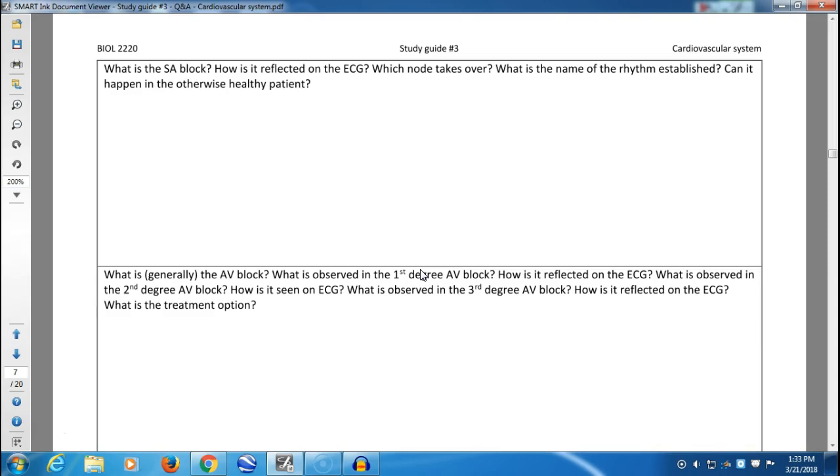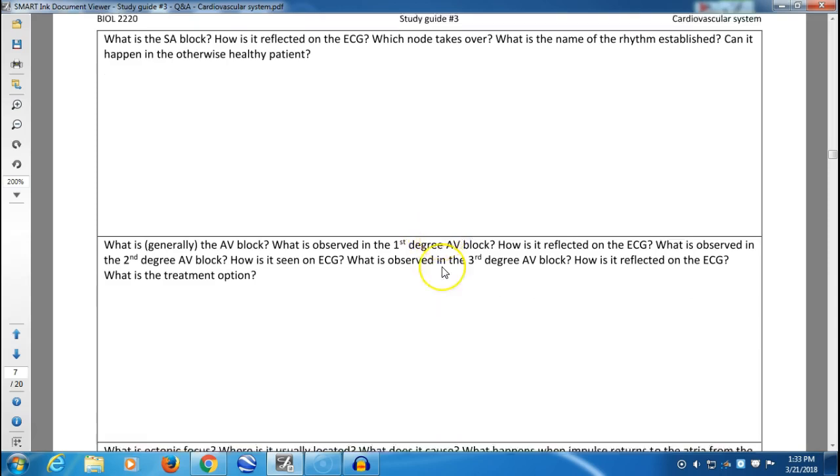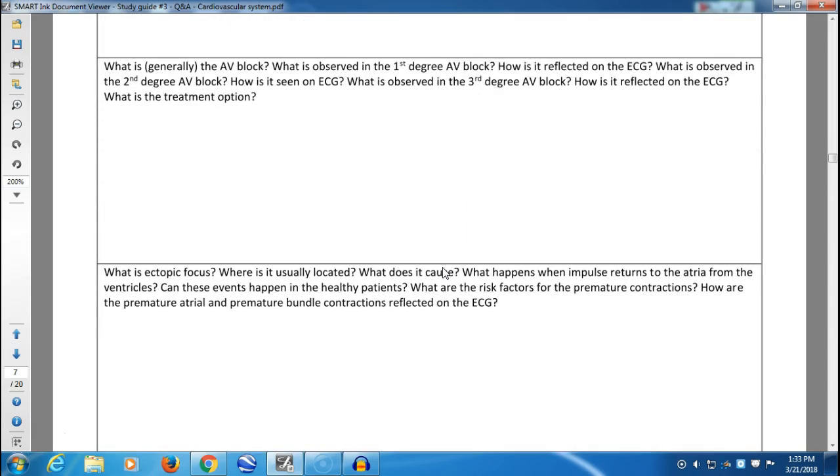Can SA block happen in the healthy people? Yeah, it's fine. Actually, yeah, I spoke to one of my doctor friends and they said, if you put person in ECG and we'll observe it in real time, 5-10 minutes, and you're going to see SA block. It's going to happen. Same for AV, for the heart block.